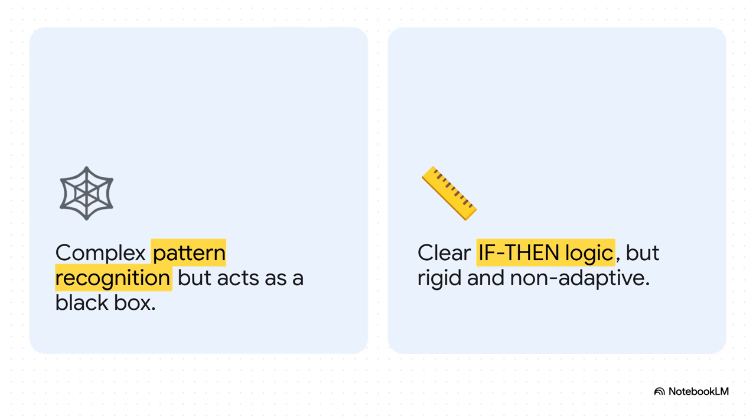On the flip side, you have traditional logical rules. This is your classic, highly explainable if-then logic. Clear? Yes. But it's rigid and it can't adapt. Honestly, the real magic happens when engineers build hybrid architectures that combine the pattern recognition of deep learning with the strict safety rails of logical rules.